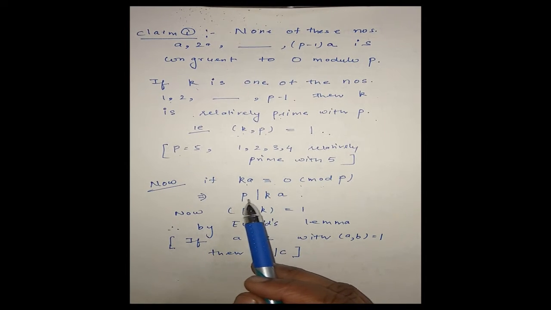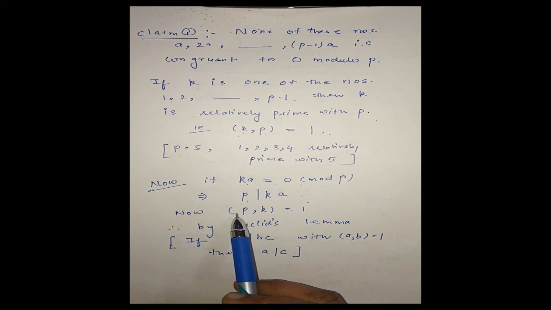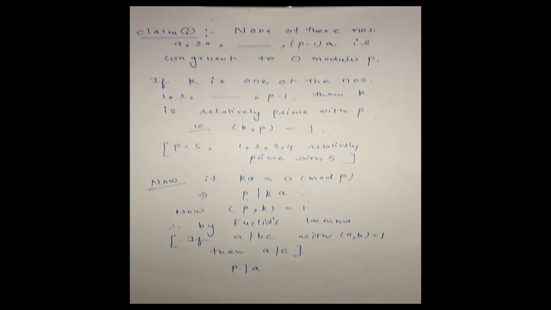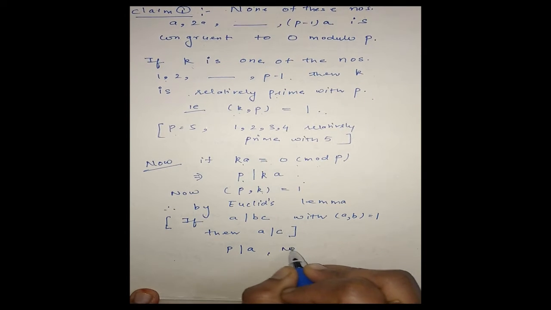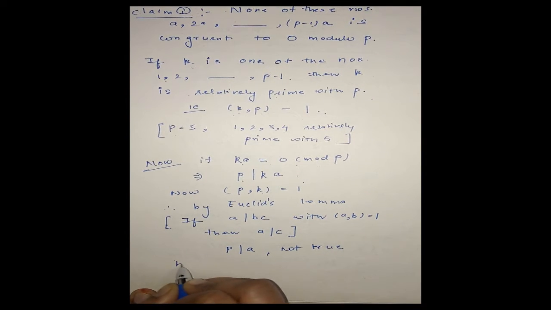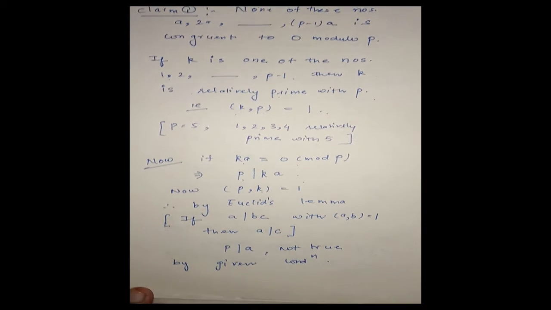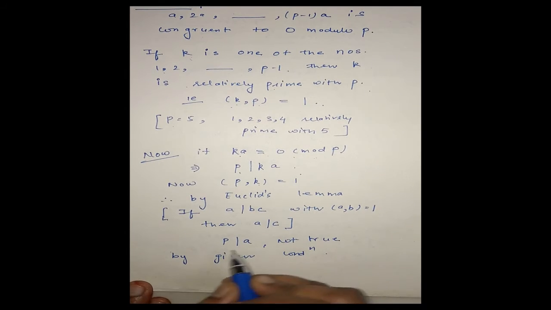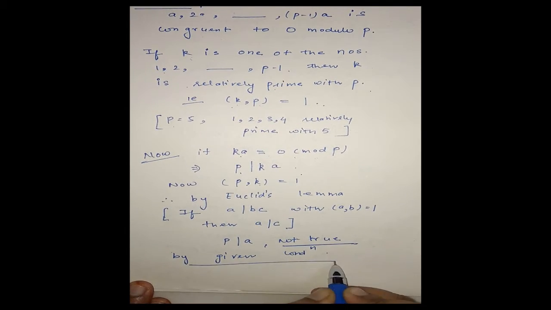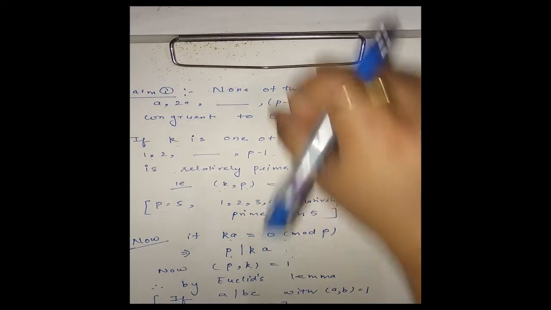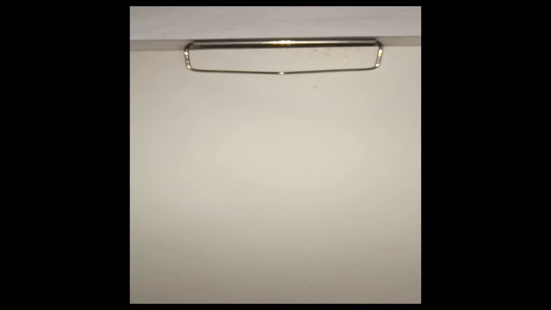Now, if P divides Ka and we know the GCD of P and K is 1, then by Euclid's lemma, P will divide A, and this is not true by the given condition. By the given condition, P does not divide A. Therefore, none of the numbers from A up to P minus 1 times A is congruent to 0 modulo P. Therefore, claim 1 is proved.